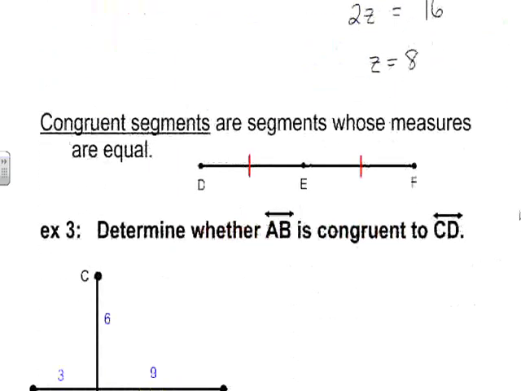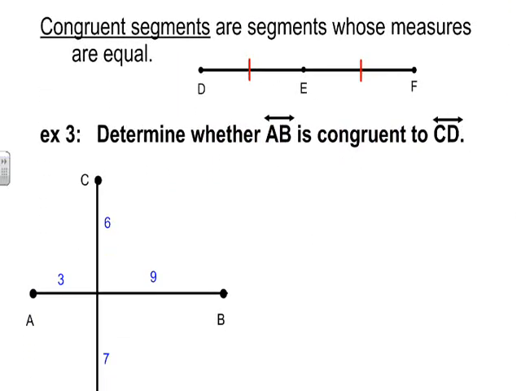Alright, last thing we need to talk about is congruent segments. Congruent segments are segments whose measures are equal. So in this diagram I have segments DE and EF, and they both have a red line through them. These red lines denote congruency. So if I said that DE was 6, that would mean that EF would be 6 also, because their measures are going to be equal.